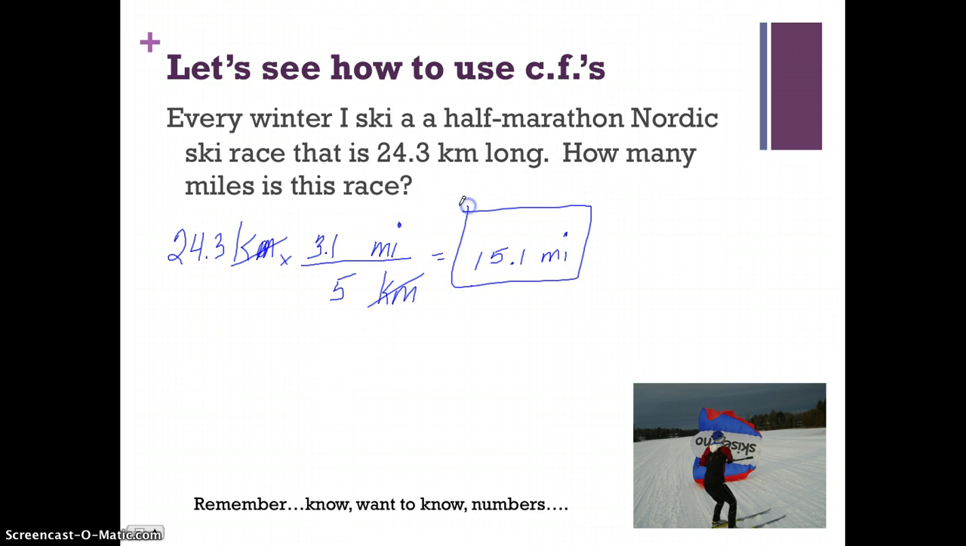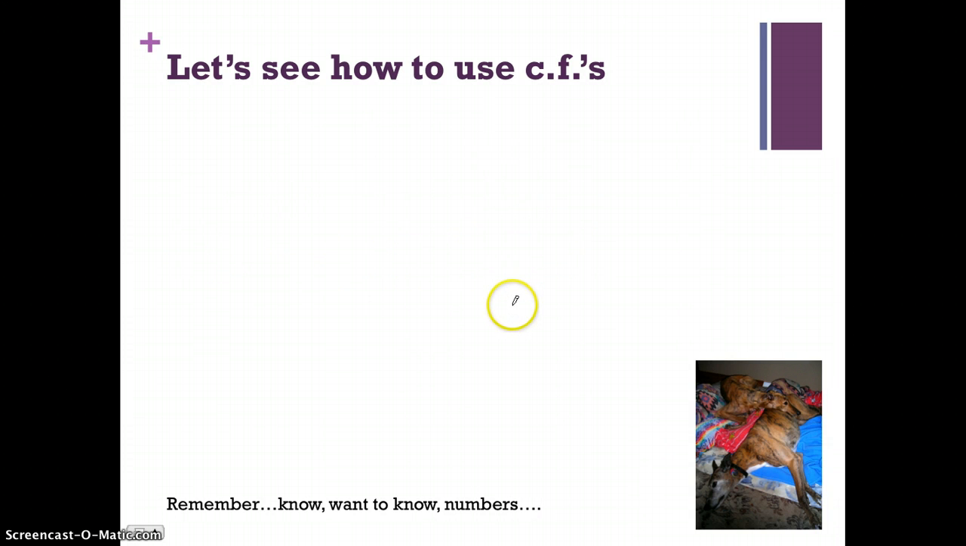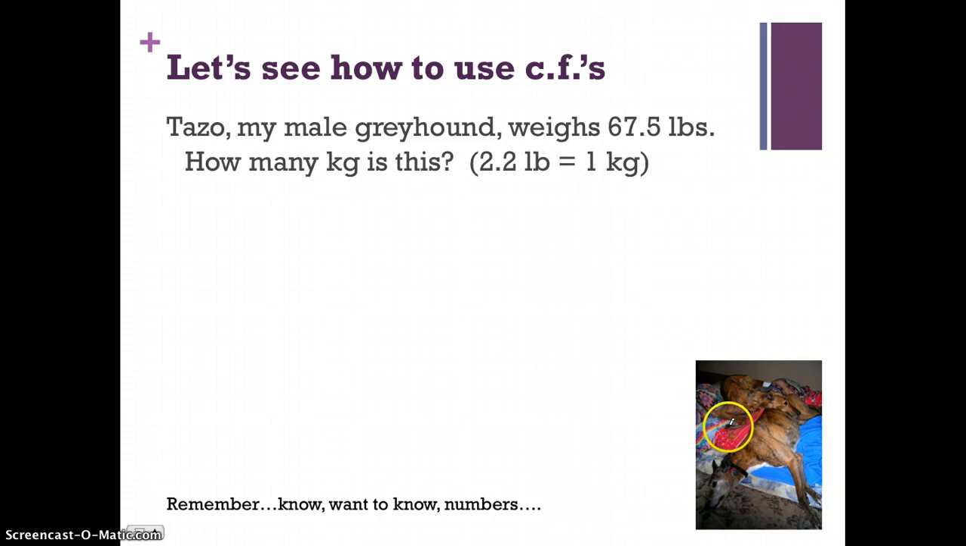All right, so my typical training day could be 20 miles or more. All righty, so hopefully that starts to give you an idea. Let's look at another one. Okay, here are my greyhounds. There's Tazo, there's Roxy. She's the mama dog, he's the baby dog, and as you can tell, he's very spoiled. Well, Tazo weighs about 67.5 pounds. Yeah, I'm recording right now. So if Tazo weighs 67.5 pounds, how many kilograms is this?